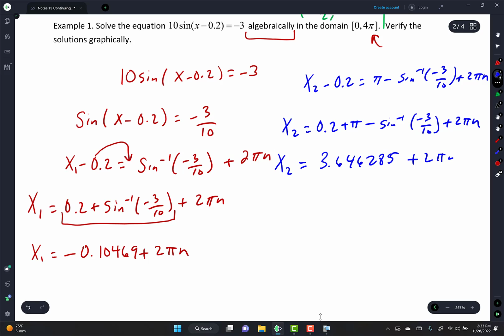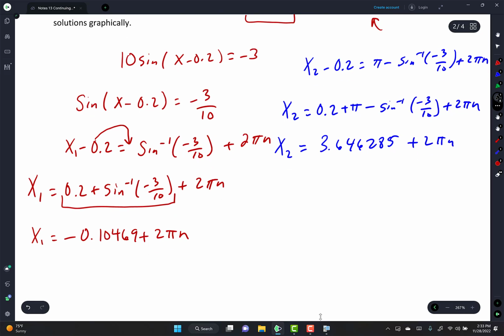plus 2 pi n. The more digits, the better. All right, here are my answers, guys. X equals, my first answer, that one, 3.646285. Let me write it more to the left because there's 4 numbers probably. X equals 3.646285, comma. The next one's going to come from x1. Add 2 pi to that.